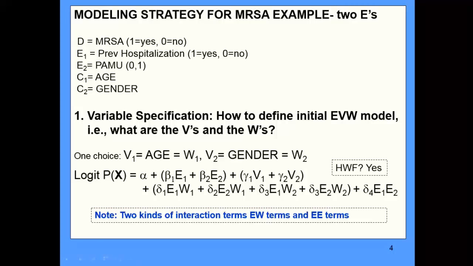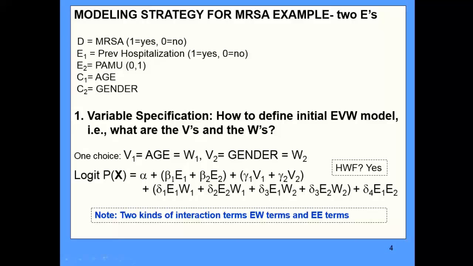And now what happened here? What did I do here? I got product terms in the model. But I have two kinds of product terms, right? I've got E's with V's or E's with W's, and then I've got E's with E's. Well, it's two E's, so there's only one E with the other E. So I've got E1 times W1, where W1 is age, and E2 times age, and E1 times gender, and E2 times gender. This is an interaction of the exposure with the covariate.